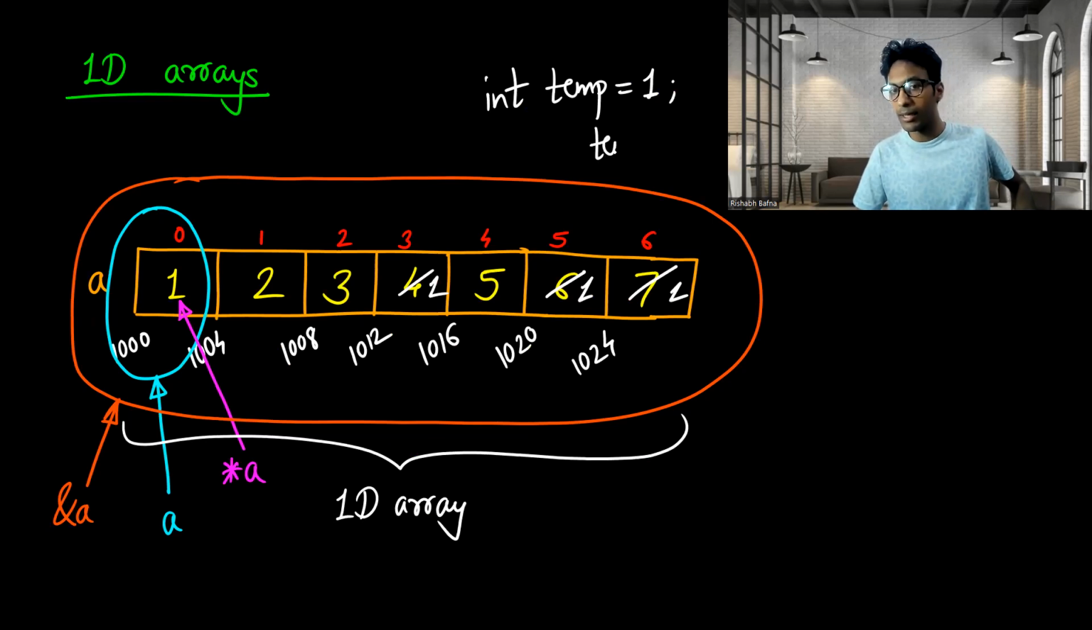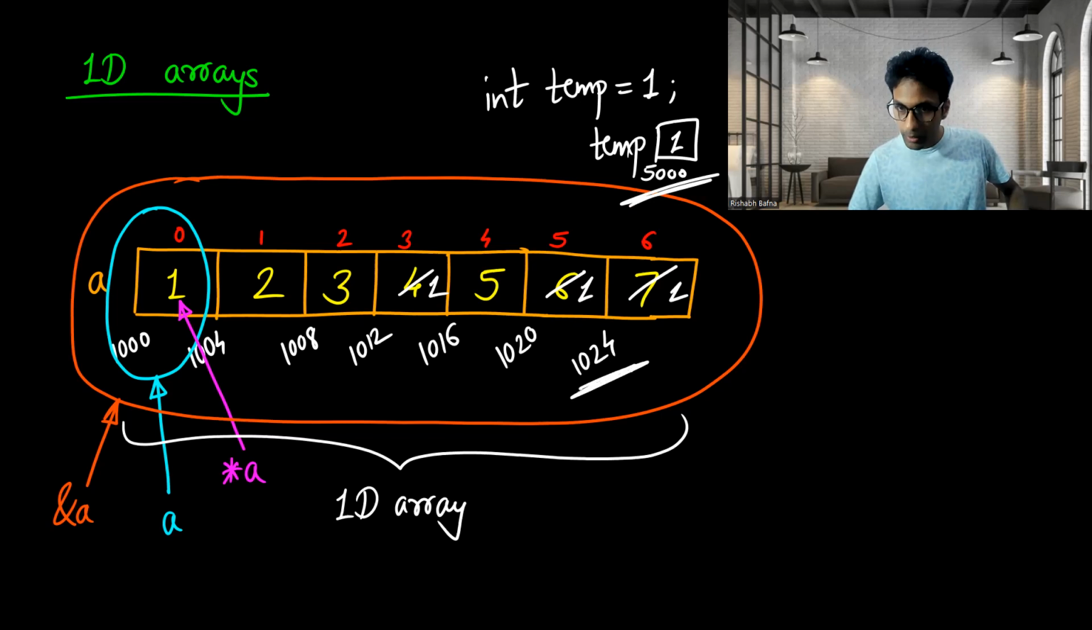Will you take the temporary integer's address? Let's say this address is 5000. Will you print 5000, or will you print 1024, or 1020, or 1012, or will you print 1000? Okay, think about it. Maybe you can take it as homework.